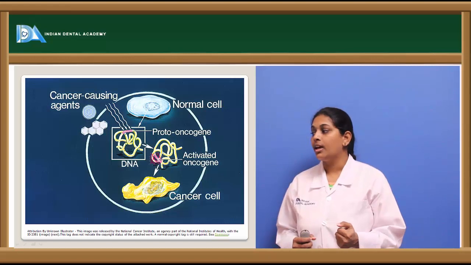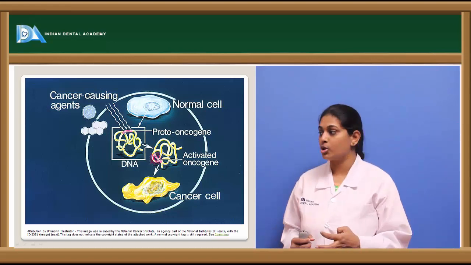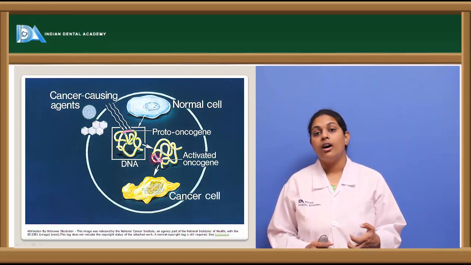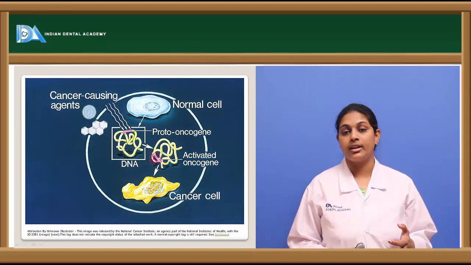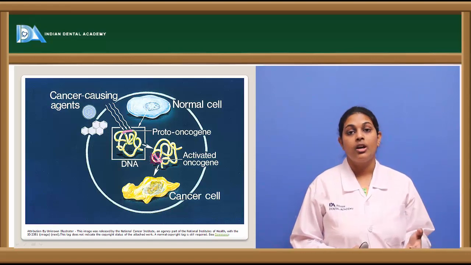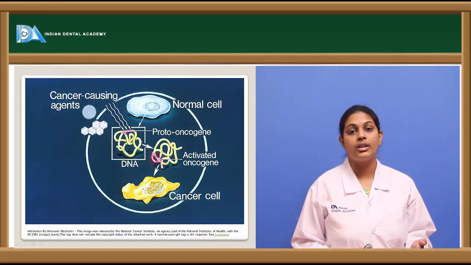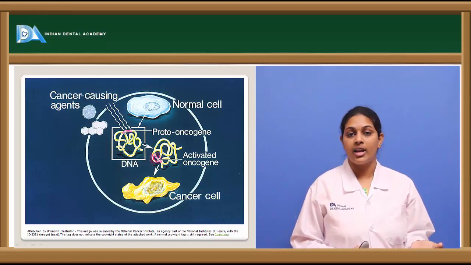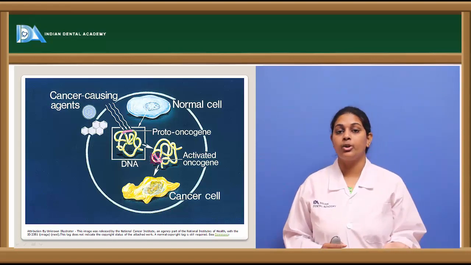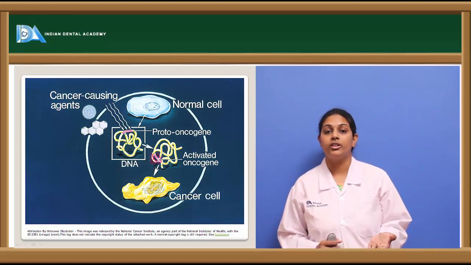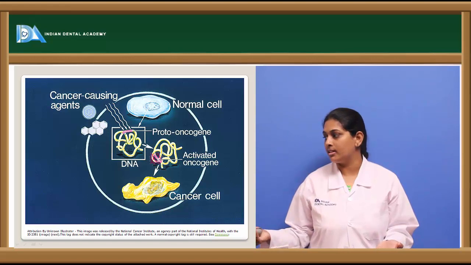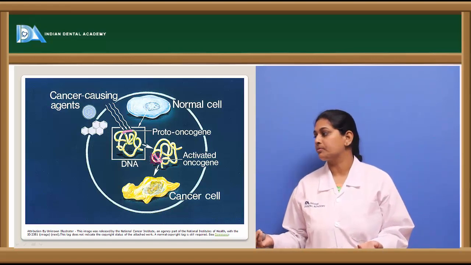So, as we say, when the cancer-causing agents, that is the carcinogens, attack the target DNA, there will be damage, that is activation, of the proto-oncogenes. Once these proto-oncogenes are transformed into oncogenes, they promote the formation of mutated cells that undergo further replication and result in the formation of a malignant tumor. This is what happens, and this is what the picture represents.